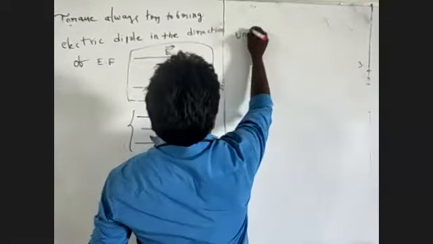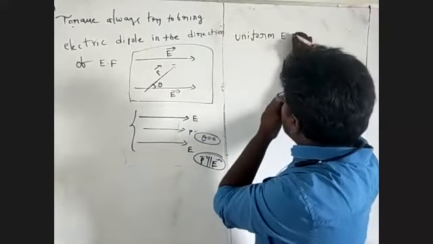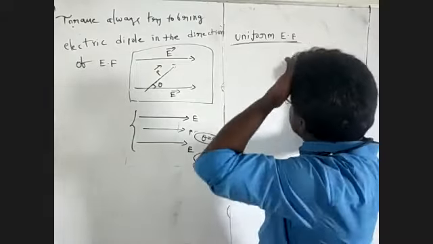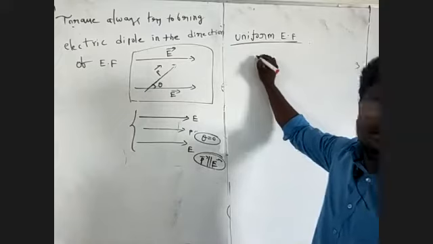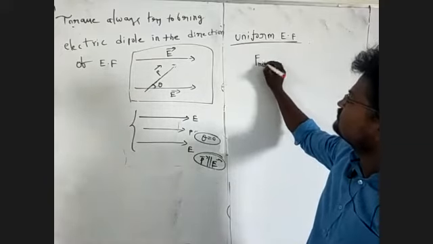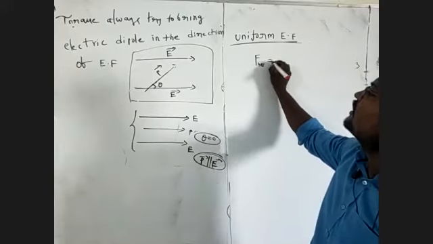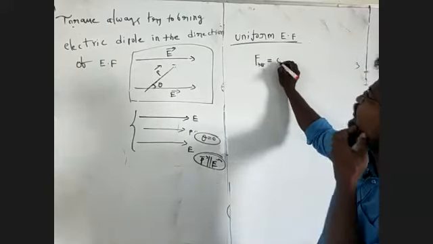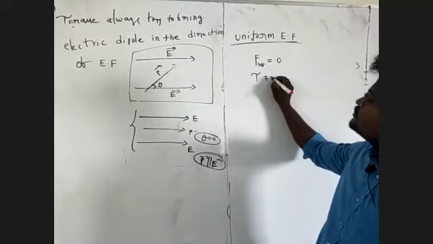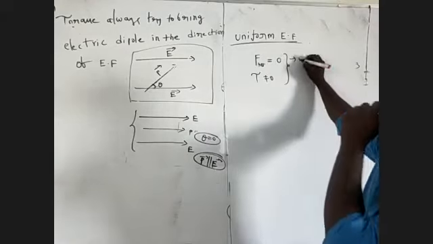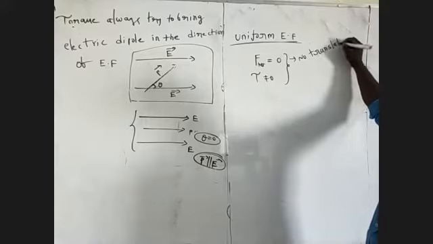In a uniform electric field, the net force acting on the dipole is zero. Net force is zero, but the torque is not equal to zero. So there is no translatory motion.